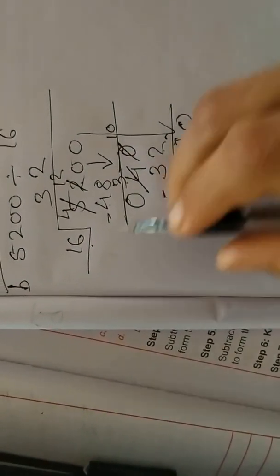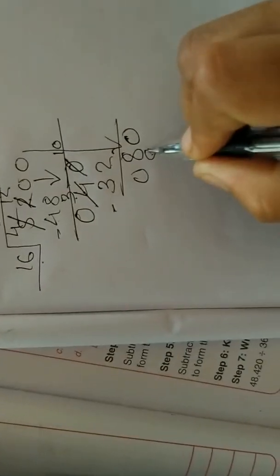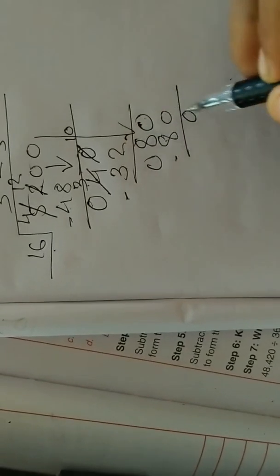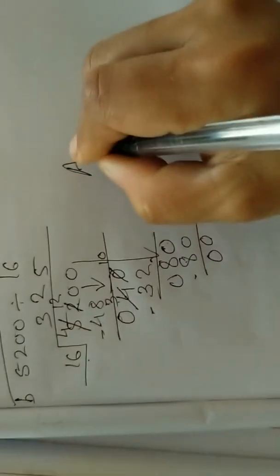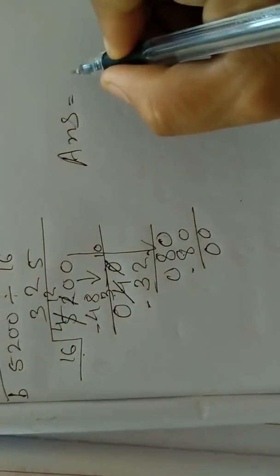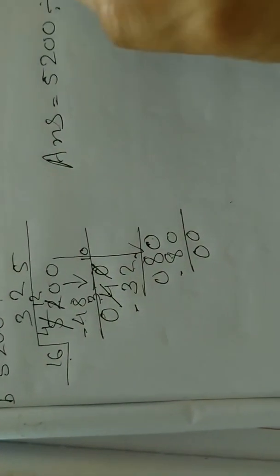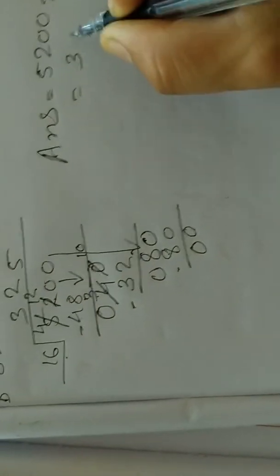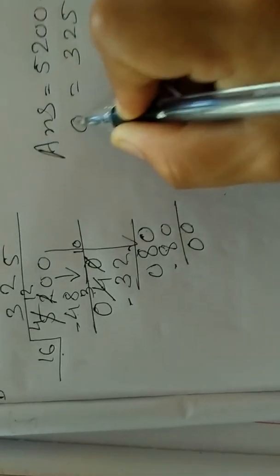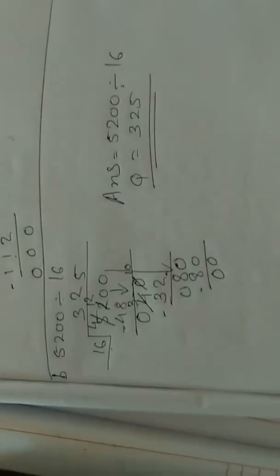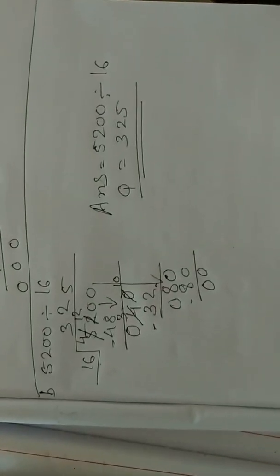16 fives are 80. 8 minus 8, 0. 0 minus 0, 0. 8 minus 8, 0. So here the answer is equal to 5200 divided by 16 is equal to 325. Quotient is equal to 325. Nice. Now students, I will give you 1 minute, so you have to complete your work.